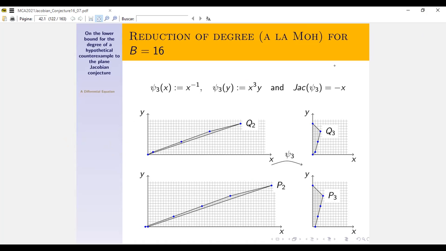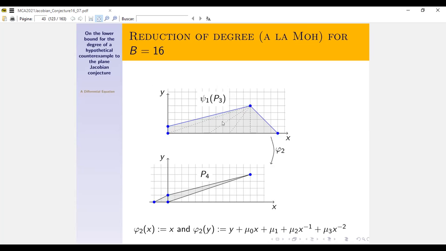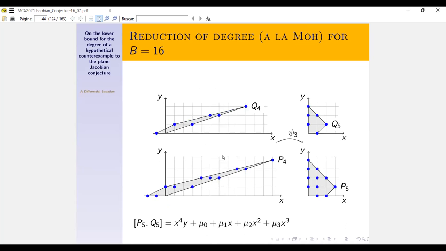So now we flip it again. Since we are again in K of xj, we just interchange x and j. And then we have P3 in this form. And now we apply again phi 2. There exist some constants mu 0, mu 1, mu 2, mu 3, such that we can eliminate all these edges. And P4 is now much smaller than P3, has less points in the support. Okay, and we continue.